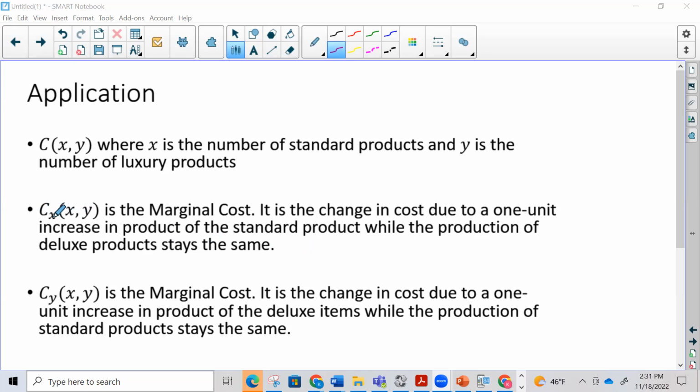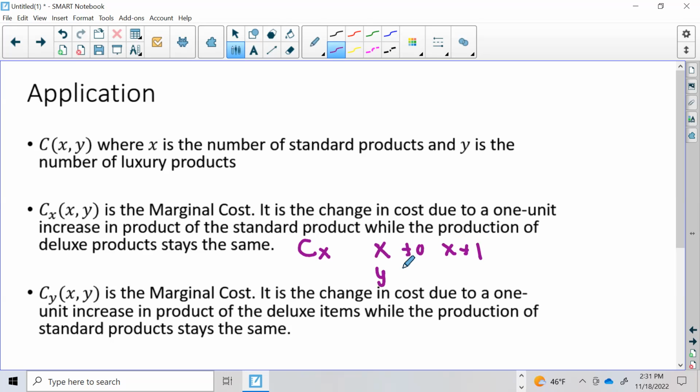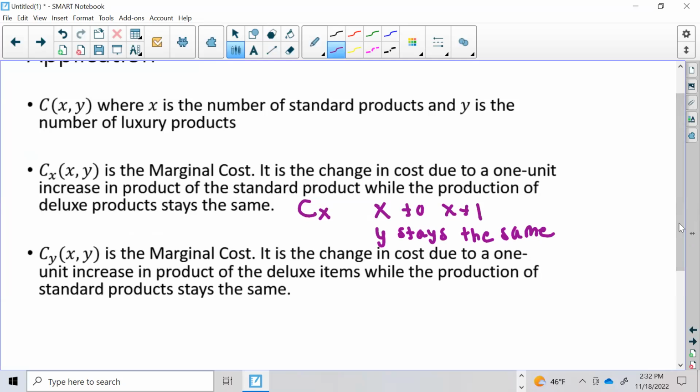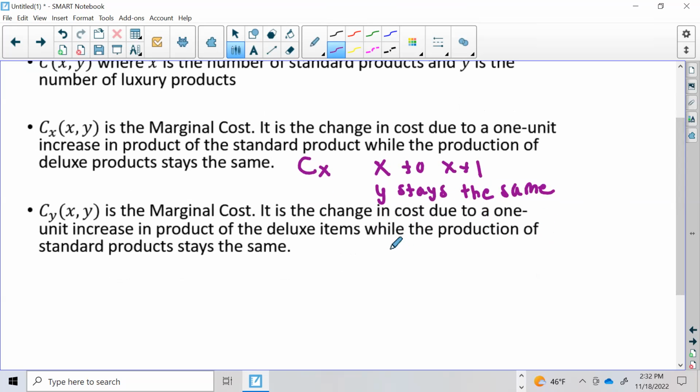So if it's with respect to x, it's going to be the change in cost due to a 1 unit increase of standard products, or a 1 unit increase of x, while the production of deluxe products stays the same. So when we're taking the derivative of cost with respect to x, x goes from x to x plus 1, and y is staying the same. Remember when we talked about marginal cost, we said it's the cost of producing one more unit, or increasing our production by 1 unit.